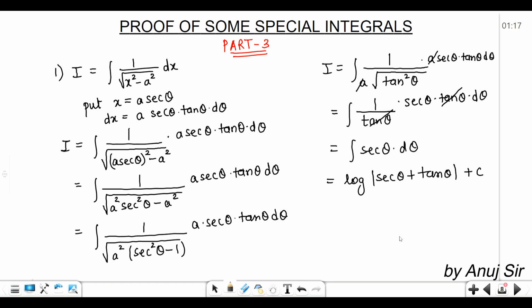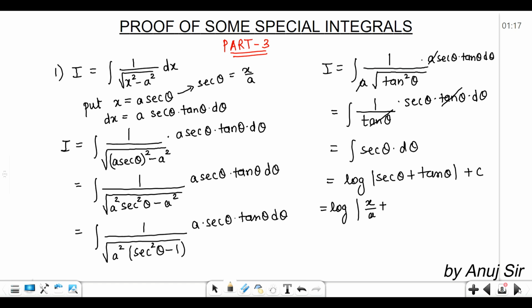Now we will use the value of theta, or rather find the value of sec theta. Sec theta will be x upon a, because you have to find the value in terms of x and a. So we can substitute here, the value of sec theta will be x upon a. Now the question is, what will be the value of tan? For that we are going to use a trigonometric identity. Let's take you to the next page, I'll explain it over here, then we'll come back.